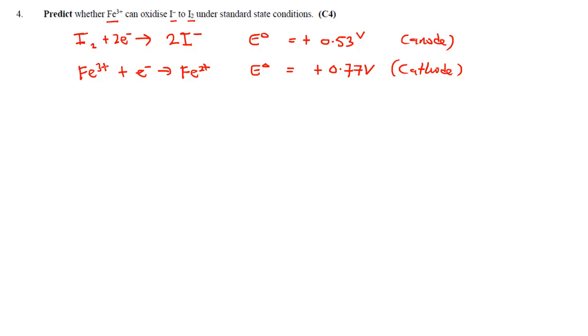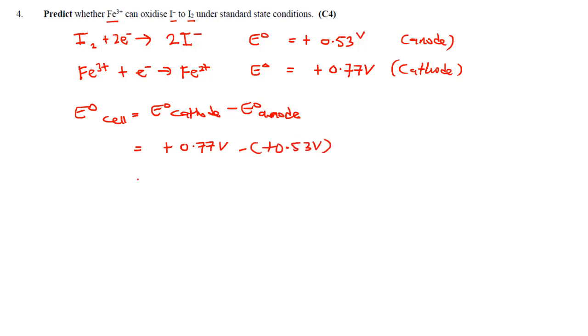So sekarang soalan tanya, Fe3 plus ni boleh tak dia oxidize I minus kepada I2? So what we have to calculate, we have to calculate the E0 cell value. E0 cell kita adalah cathode minus anode, iaitu positif 0.77 volt minus positif 0.53 volt. So you should get a positive answer, positif 0.24 volt.